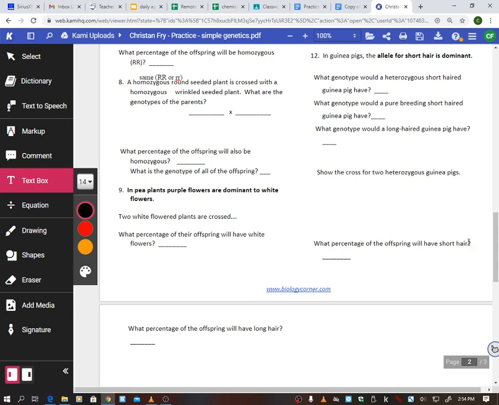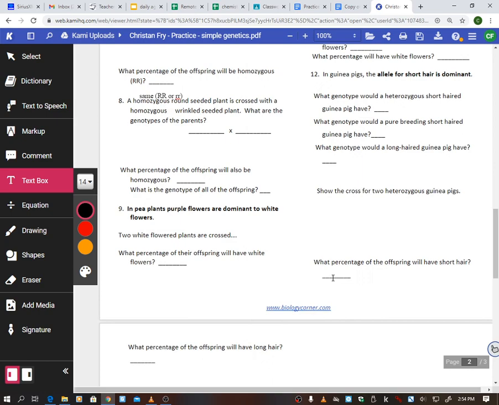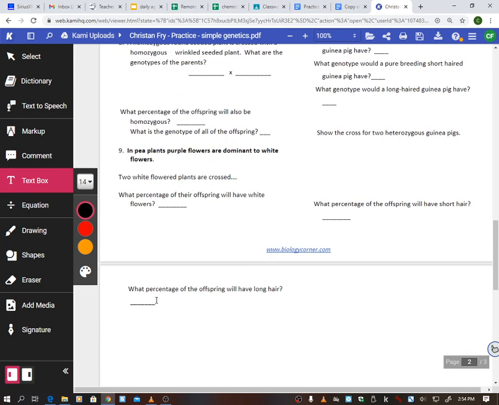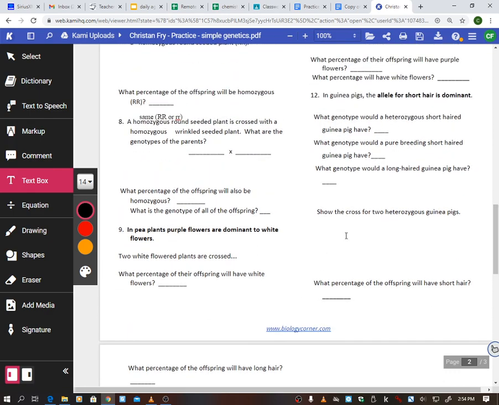And then they're asking, when we do this cross, how many is it going to be? It's either going to be 0%, 25%, 50%, 75%, or 100%. Right? Up here in this box, if it's none, it's 0. If you have one box, that's 25. If you have two boxes, 50. 3 would be 75, and 4 would be 100% like we had here. All right, and then what percentage of the offspring will have long hair? Well, long hair is going to be recessive, so you're going to have two lowercase.